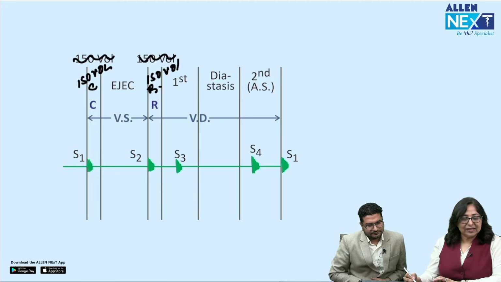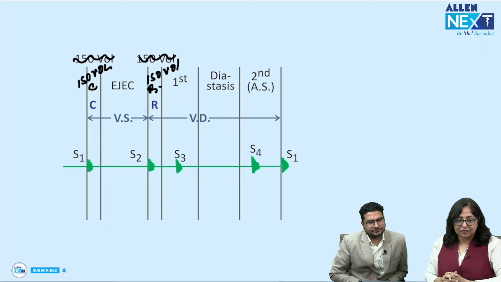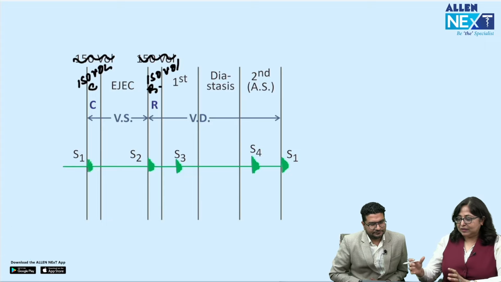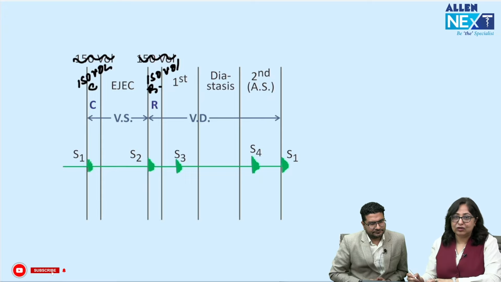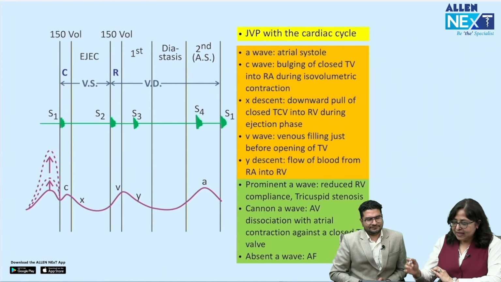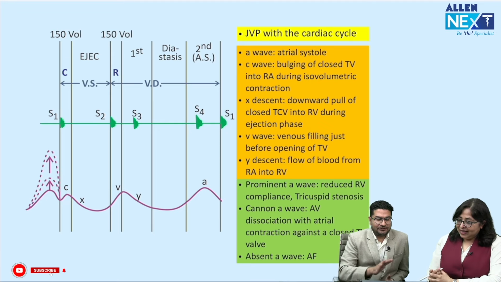S3, S4 are diastolic sounds. S3 is in the first rapid filling phase due to rapid flow of blood from the atrium into the ventricles, and S4 in the second rapid filling phase. But S4 is prominently seen when there is a decrease in the ventricular compliance. So these are your heart sounds. Why am I telling you about the heart sounds? Because I would like to see the JVP with the heart sounds. These are all MCQs.